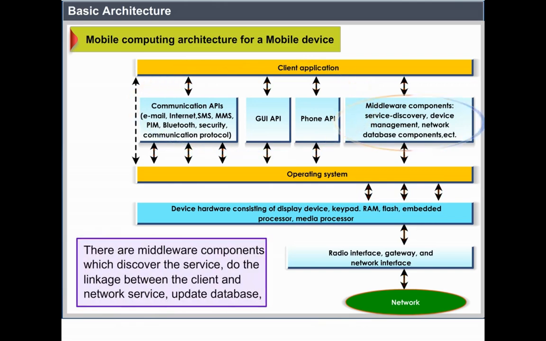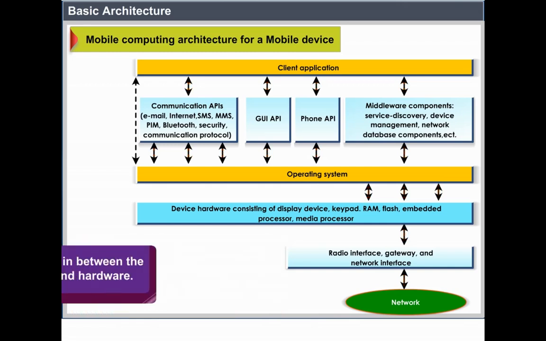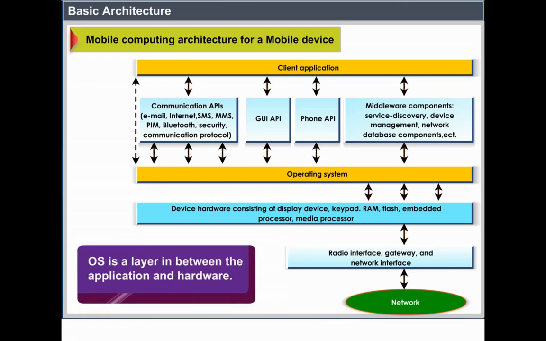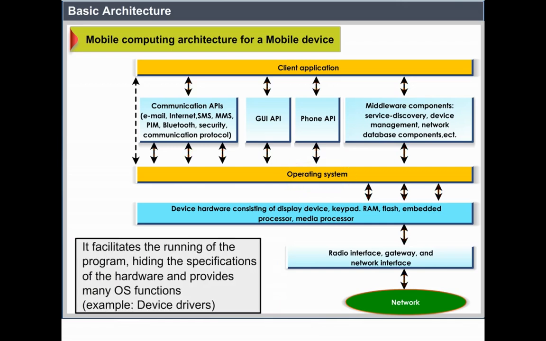There are middleware components which discover the service, link the client and network service, update database, manage the device using remote server software, perform client-server synchronization, and adapt the application to the given platform and server. OS is a layer in between the application and hardware. It facilitates the running of the program, hiding the specifications of the hardware, and provides many OS functions, for example, device drivers.